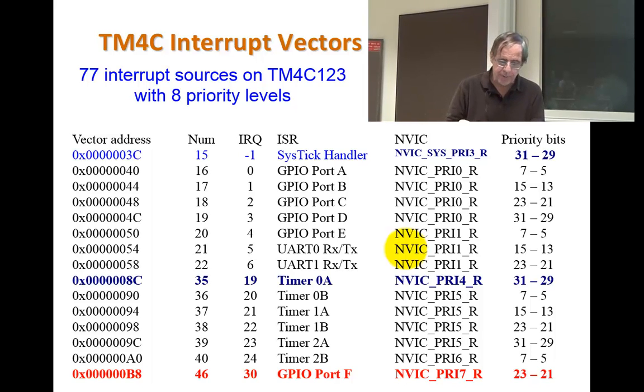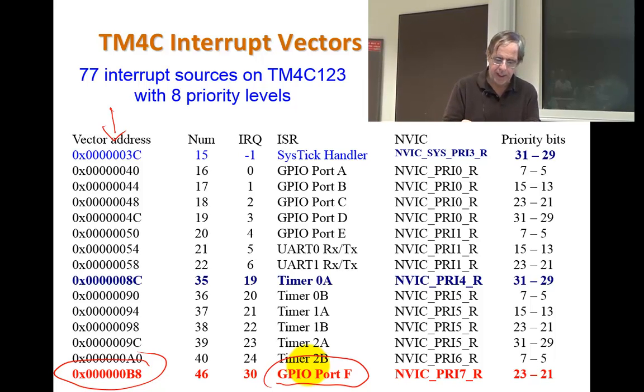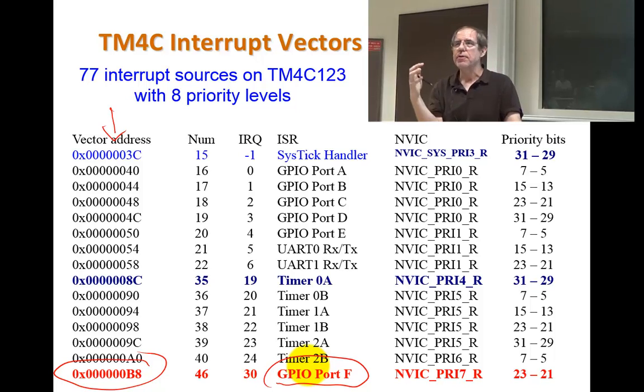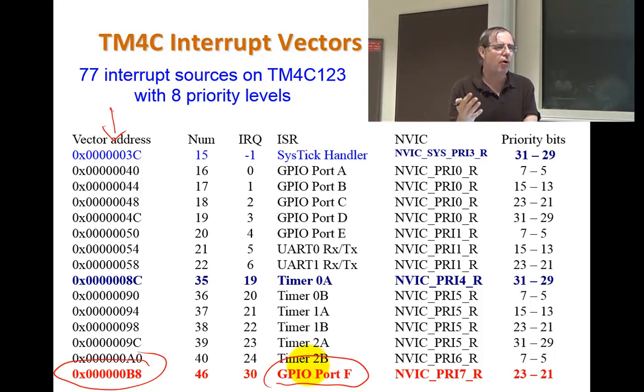This is a table from the book, and it helps us sort all the hundreds of possible interrupts. In this column is the vector address. The one we're going to do today has its vector down here at B8, and it's going to be an edge-triggered interrupt on port F. And you can see from the fact that there is a single vector for all of the pins on port F that this is an example of a polled interrupt.